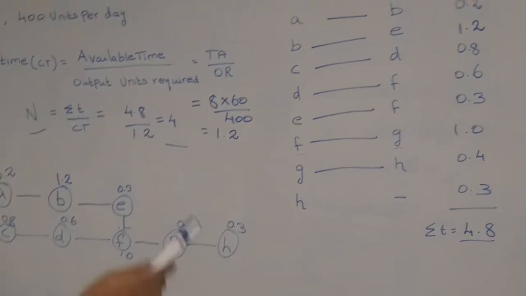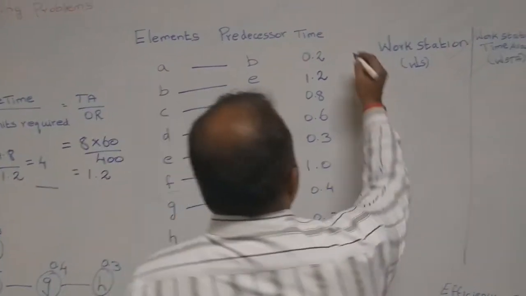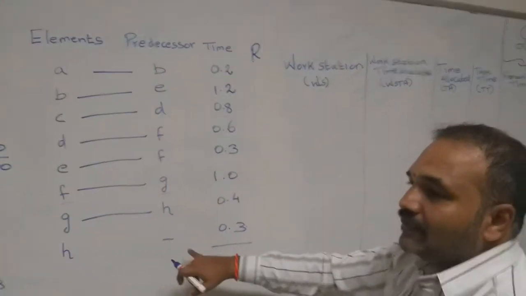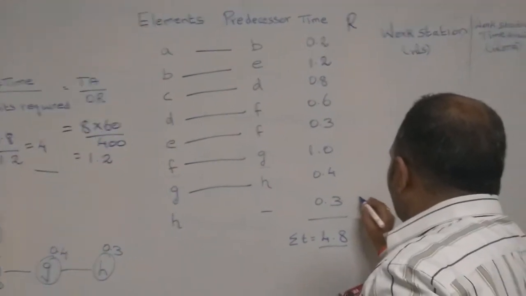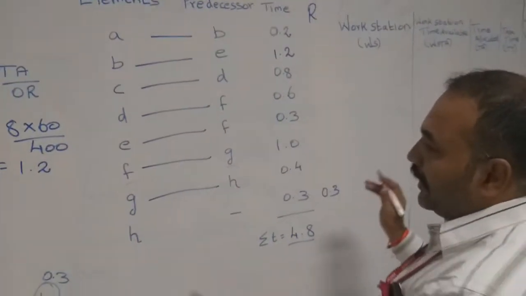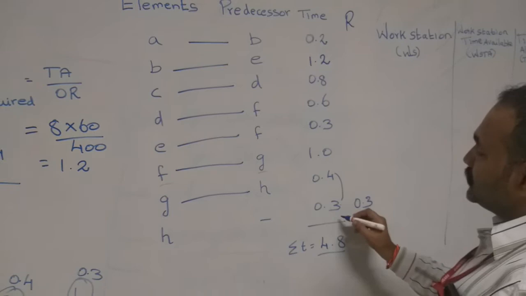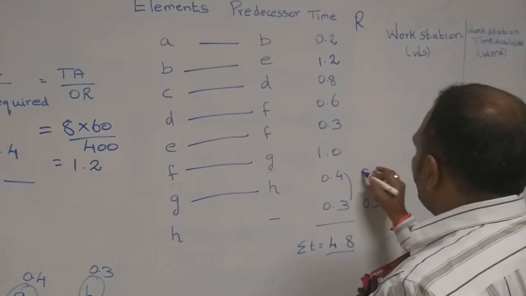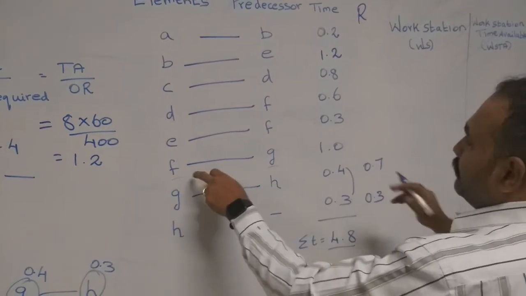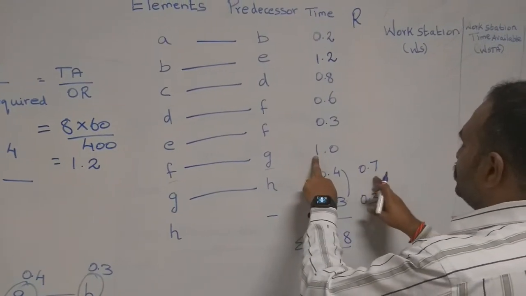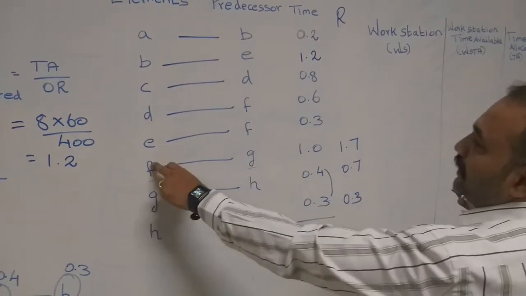Now we are going to calculate the rank using these times. We start from the last point. The H value is 0.3, so you write the answer as 0.3. Then G goes to H: G's time 0.4 plus 0.3 is equal to 0.7. Then F goes to G. The F value is 1.0, and the G value we just received is 0.7. So it is 1.7.